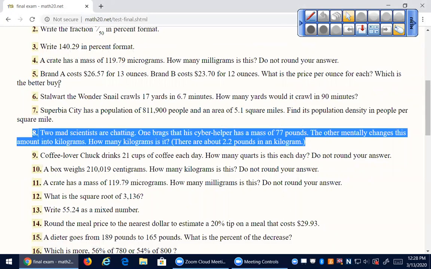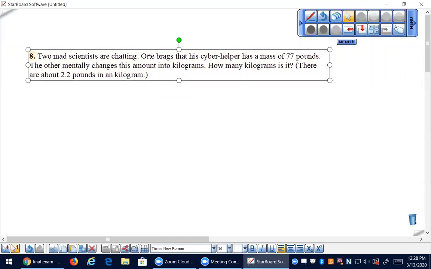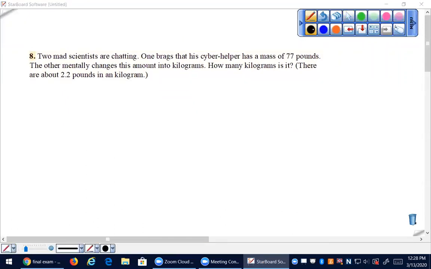Let's do this one. So this one, you could do it with unit analysis. Most people like proportions. It's also 2 situations. I have 3 numbers. I need the 4th number. So it's always true that there's 2.2 pounds in 1 kilogram.